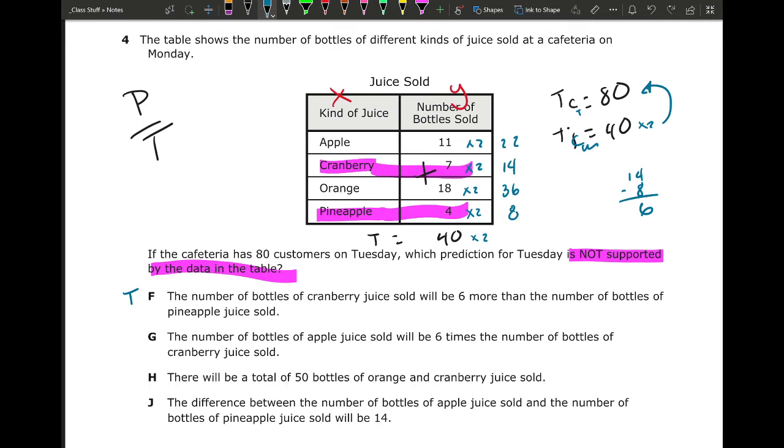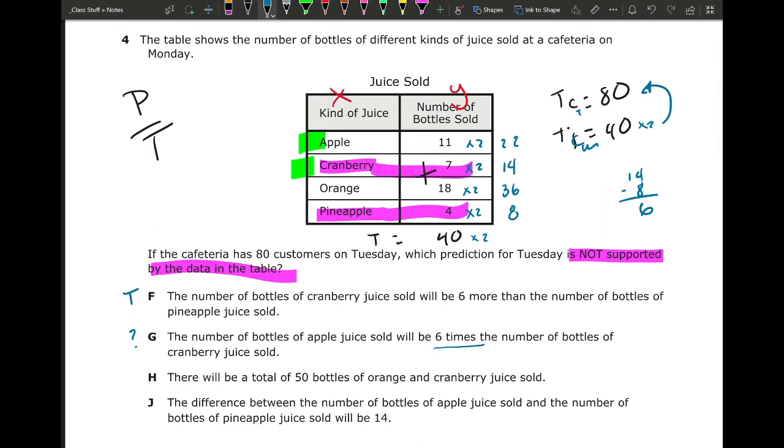Now let's look at G: the number of bottles of apple sold will be 6 times the number of cranberries sold. So now we're looking at apple and cranberry. 6 times as much. If you multiply 14 times 6, you get 84. Is this 84? No. So that seems like it might be my answer because the keyword is right there, 6 times. Maybe. The other two have to be true statements.